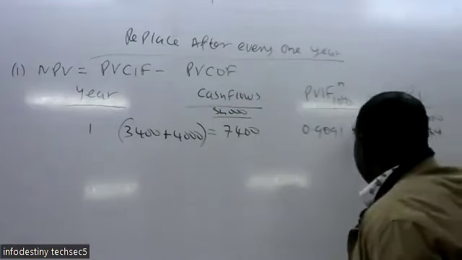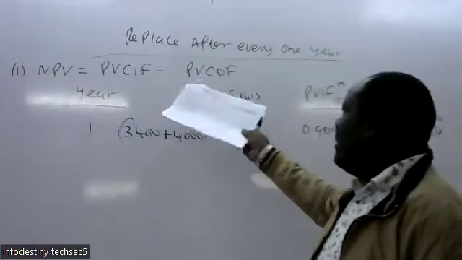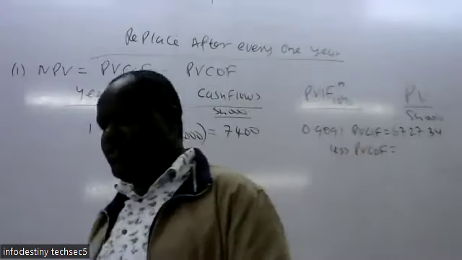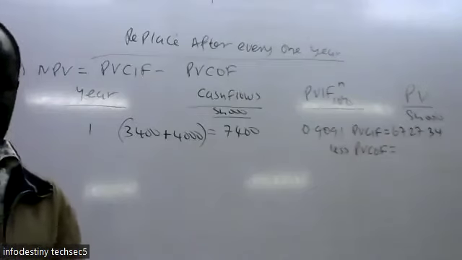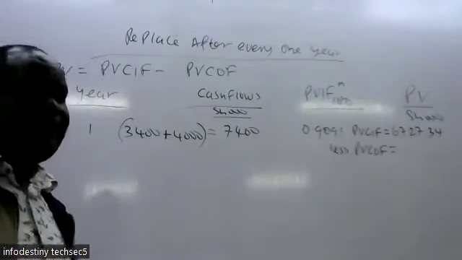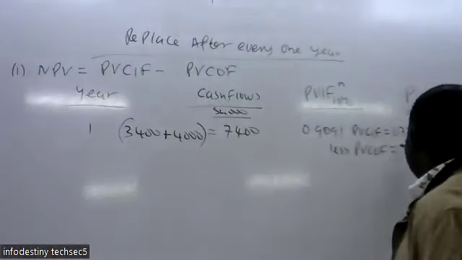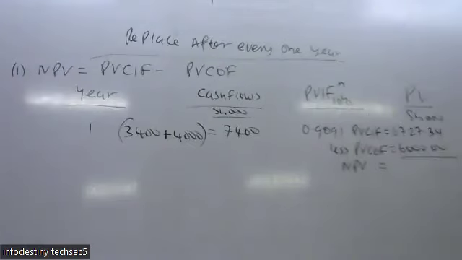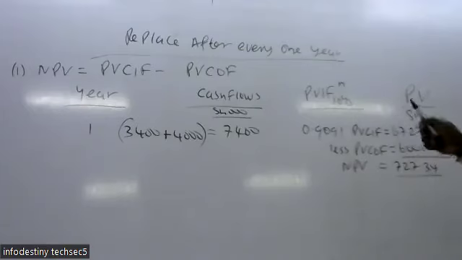So this figure is the same as our present value for the cash inflow. We minus the present value of the cash outflow, which will be the initial cost given in the second last paragraph. You can see the cost of buying the machine is 6 million. So we minus the 6 million, so that we get the net present value, which is 727.34. So that's now the NPV when we replace after every 1 year.